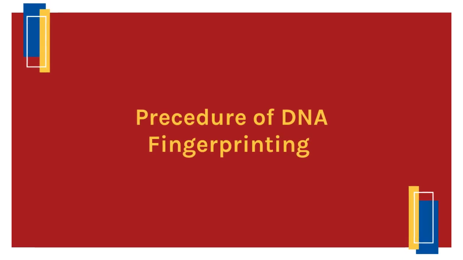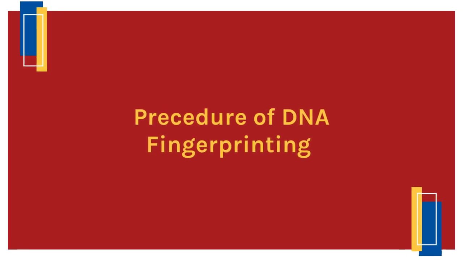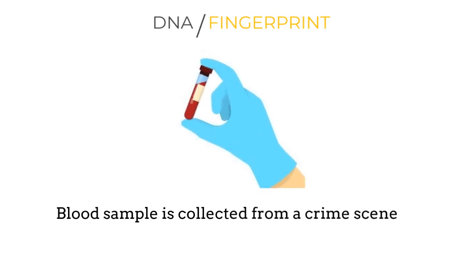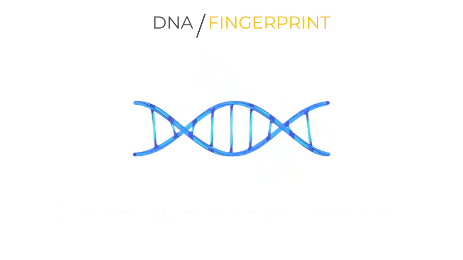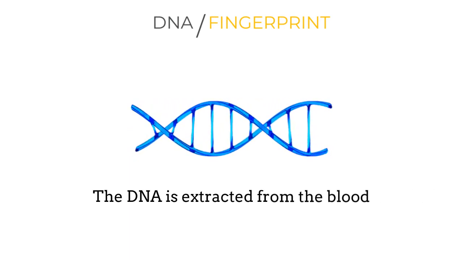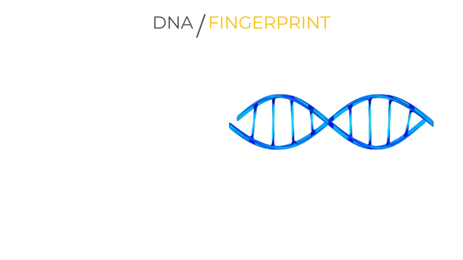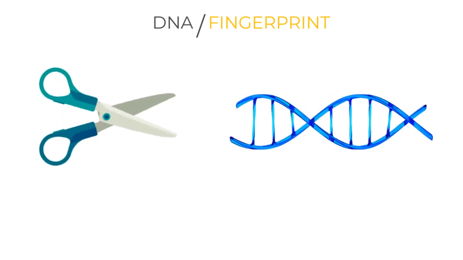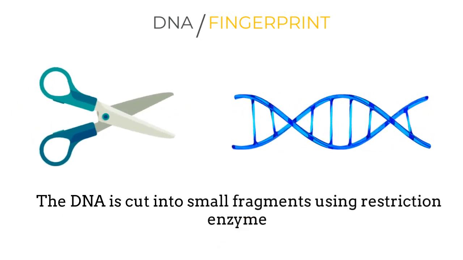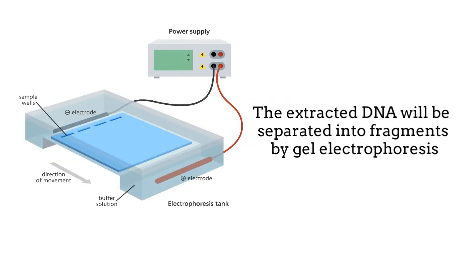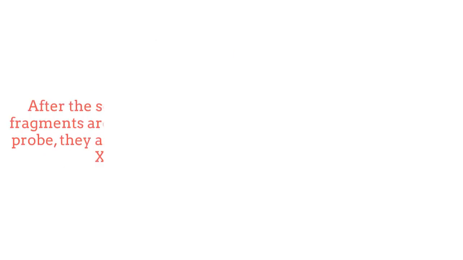Now, let us see the procedures of DNA fingerprinting. First of all, blood sample is collected from a crime scene. Then, the DNA is extracted from the blood using specific procedures. Next, the extracted DNA is cut into small fragments by using restriction enzymes. The extracted DNA is then separated using gel electrophoresis to form many fragments.